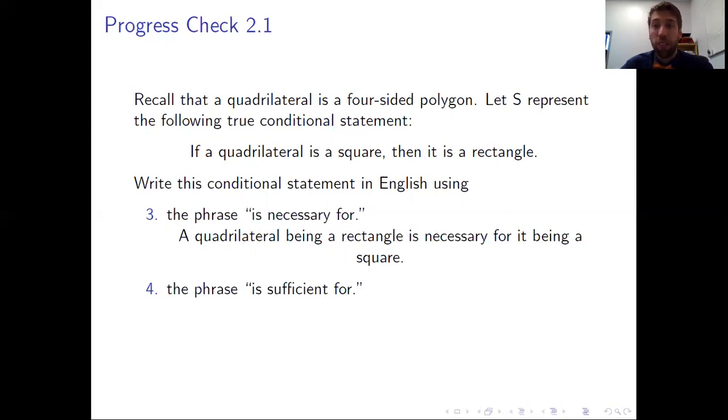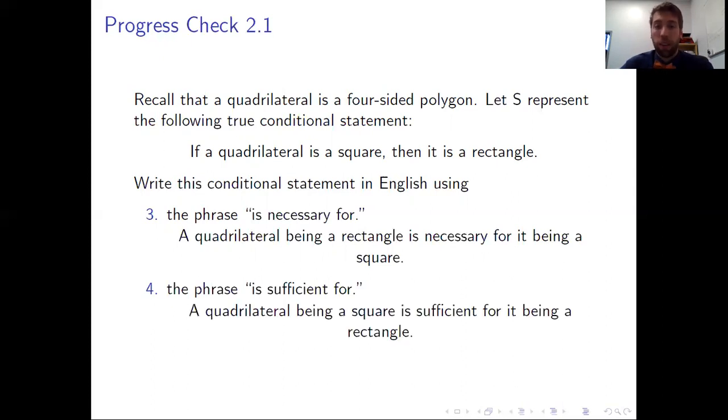How about the phrase is sufficient for? Well, a quadrilateral being a square is sufficient for it being a rectangle. That means that if I tell you that it is a square, then that is sufficient information for you to know that it's also a rectangle. That's one way to try to remember it. So try to work with those words, sufficient and necessary. They're fancy words and you need to get them into your repertoire.